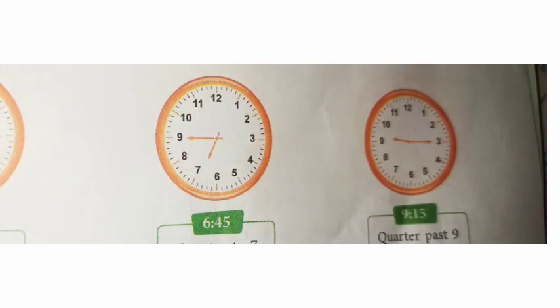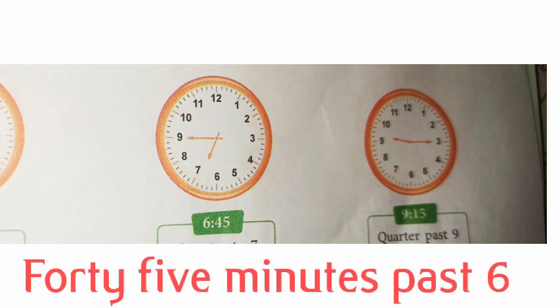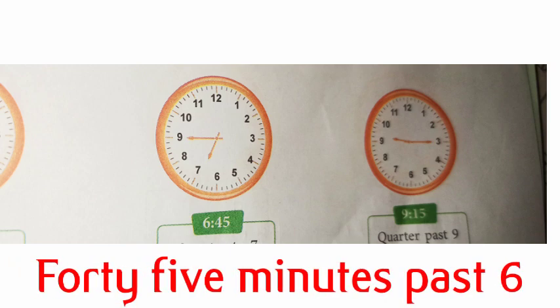Now we are going to discuss how to tell the time in another way. In this style, we have to use two words while writing the timings or telling the timings. The two words are past and to. Okay, now how do we use these words? Let's understand. Suppose the timings are 6:45. We can also write the timings as 45 minutes past 6.